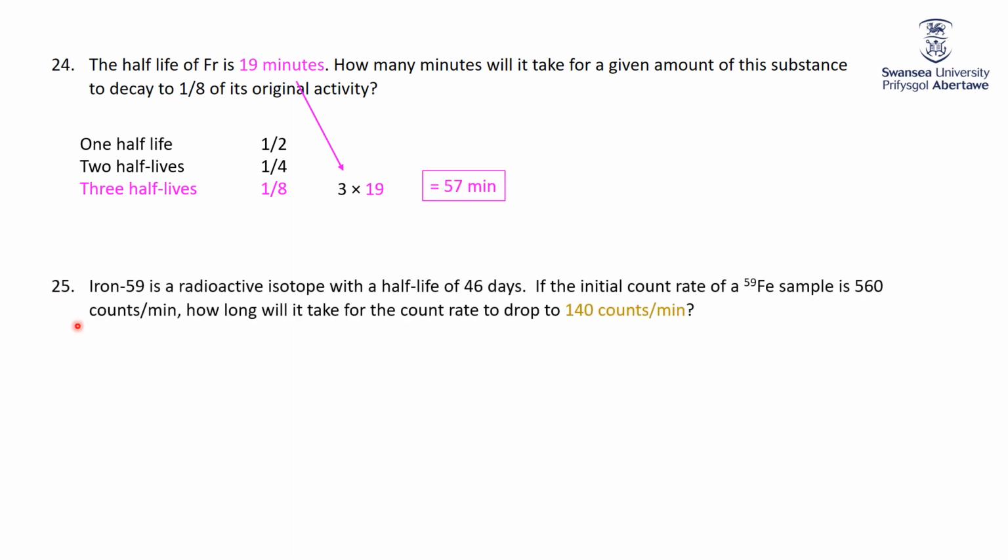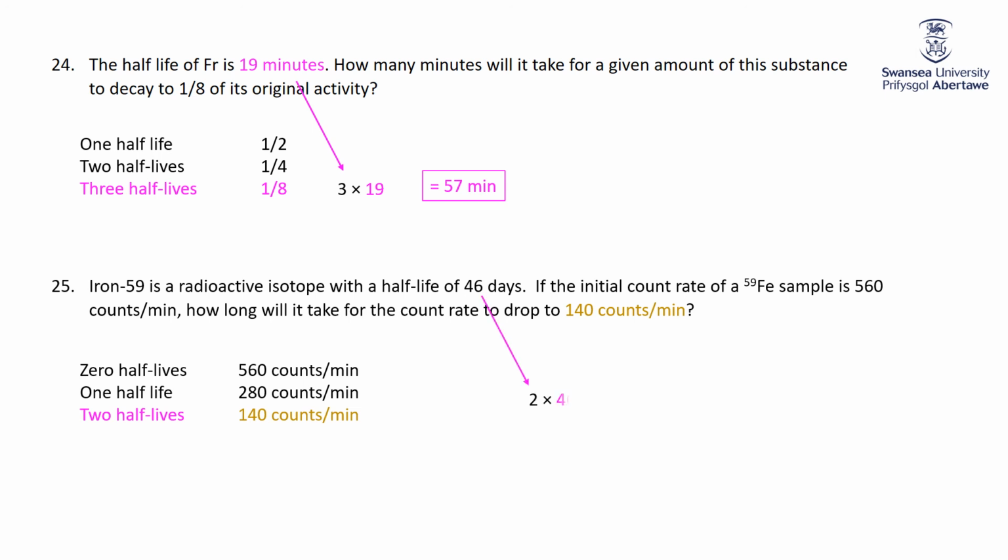And finally, iron-59, a radioactive isotope, half-life 46 days. Initial count, so here we're talking about counting it rather than grams or moles, is 560 counts per minute. How long to reach 140 counts per minute? Same idea. After 0 half-lives, 560. 1 half-life, half as much. 2 half-lives, another half as much. So it takes 2 half-lives to get down to 140. 1 half-life is 46, so 2 half-lives are 92 days.